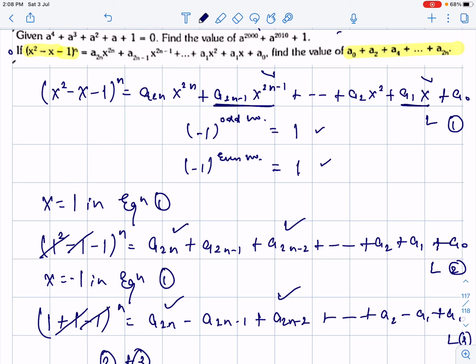And what is the peculiar concept we have used over here? Minus 1 to the power odd is equal to minus 1, my dear students. It is not 1, minus 1 it will be, and minus 1 to the power even is equal to plus 1 it will be. So this is the most peculiar concept about this question.